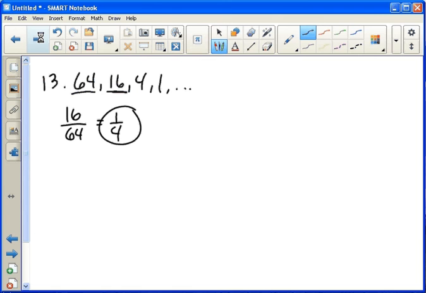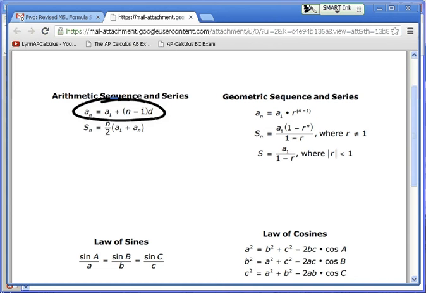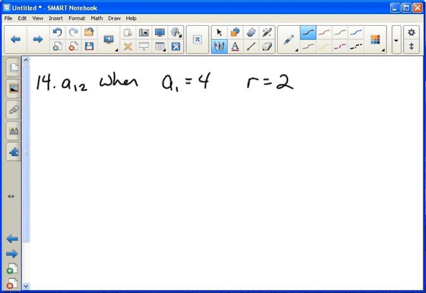14. Find the 12th term when a1 equals 4 and r equals 2, and write the explicit formula. So again, this formula is given to you on your sheet. This time, it's this one over here. So again, you don't need to worry about memorizing it, just worry about knowing how to use it. So a1 times r raised to the n minus 1. So we get 4 times 2 raised to the n minus 1. That would be our equation. And it says find the 12th term, so you would just plug in 12 for n, and you should get 8,192.